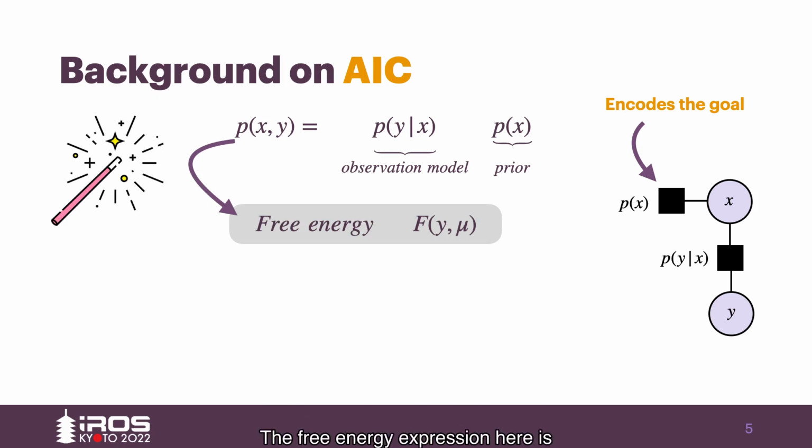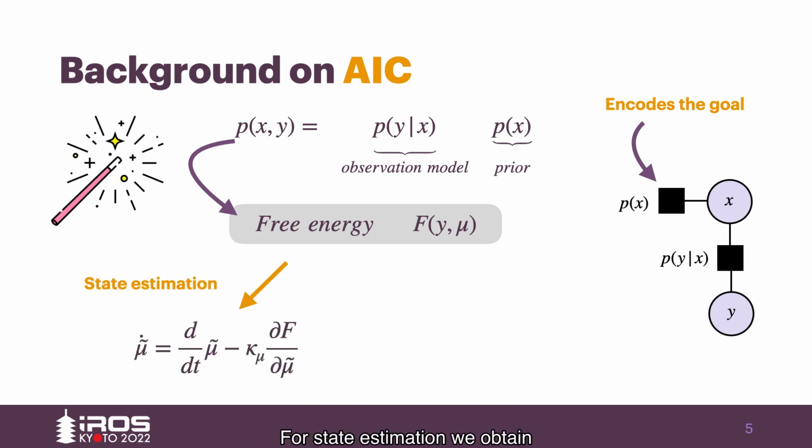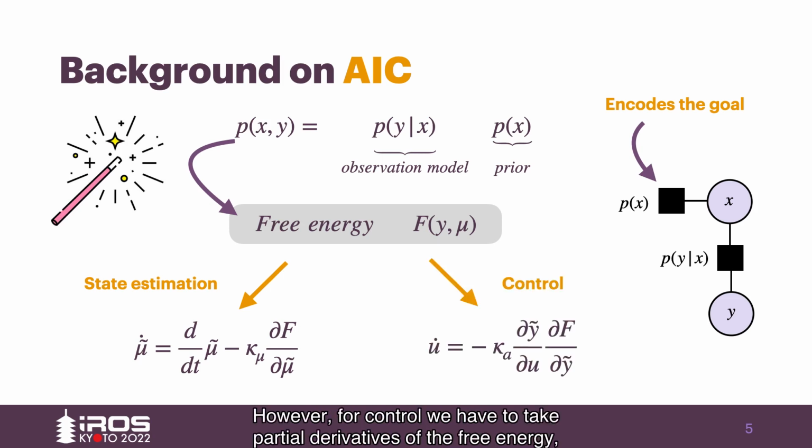The free energy expression here is dependent on the observations and on the belief about the states, mu. Both state estimation and control are achieved through gradient descent on the free energy. For state estimation, we obtain an expression for the beliefs update, and since f depends on the beliefs directly, we can easily compute this gradient. However, for control, we have to take partial derivatives of the free energy, since f does not explicitly depend on actions, and this is a little trickier to do.